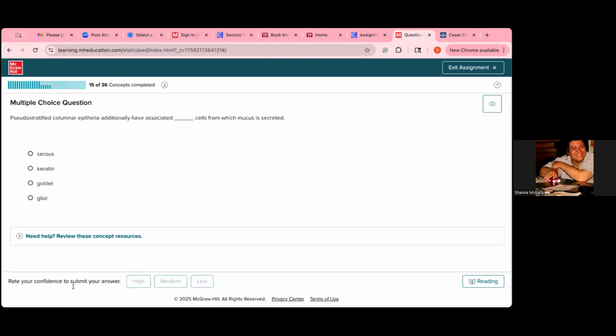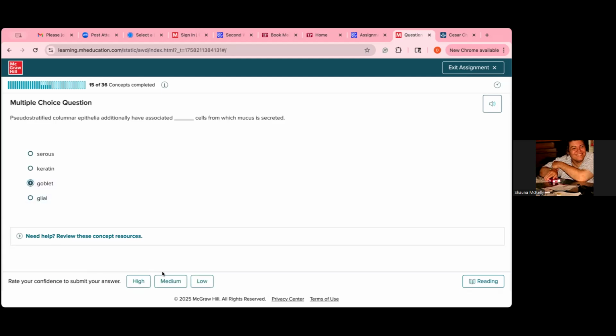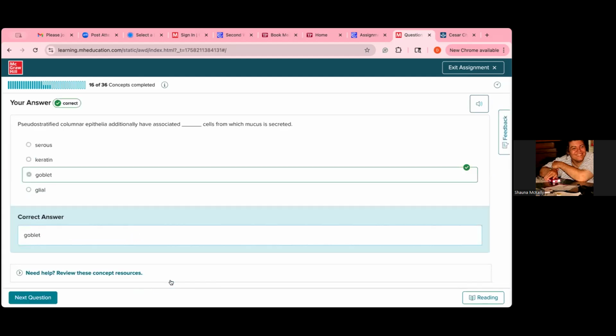Okay. Pseudostratified columnar epithelia additionally have associated goblet cells from which mucus is secreted. Goblet cells. We've read about that before. Okay.